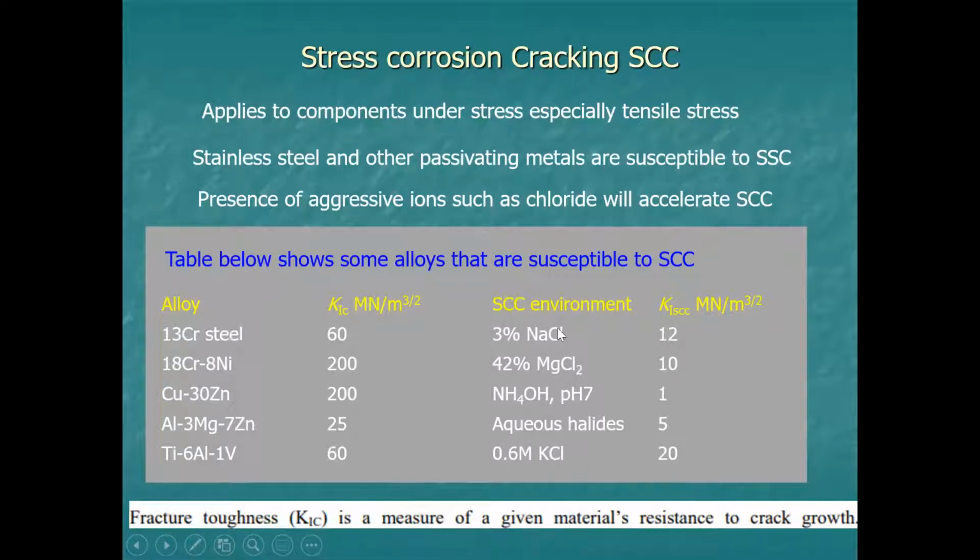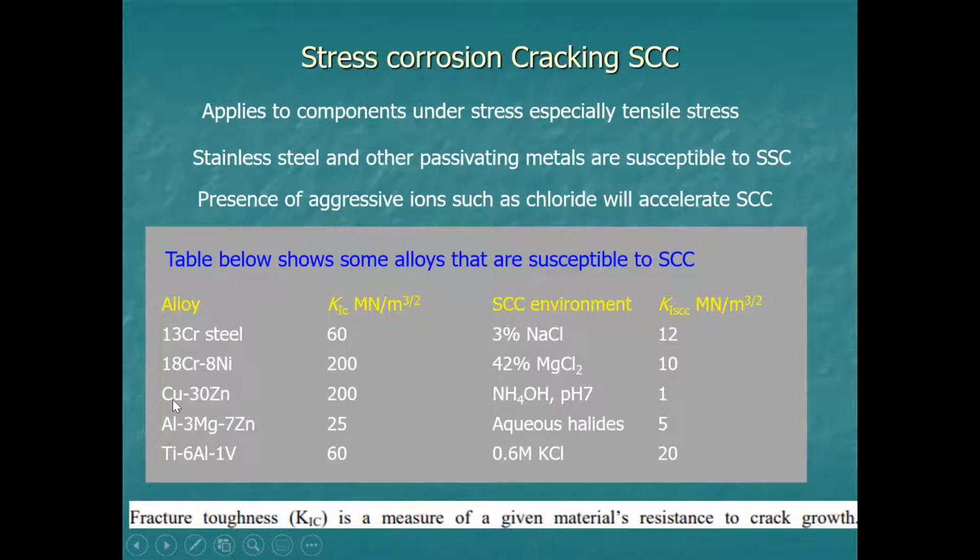When you put the steel into this environment, its K1C value drops from 60 down to just 12. So that's why stainless steel is susceptible to stress corrosion cracking in a chloride environment. It's normally the thing to avoid with stainless steel. Next down we have a high strength steel. It's 18% chromium and 8% nickel. The balance is iron, so it's a chromium nickel iron alloy. It starts off with a value of 200. But if you put that into magnesium chloride at 42% by weight, it drops down to a value of 10. That's a lot less.